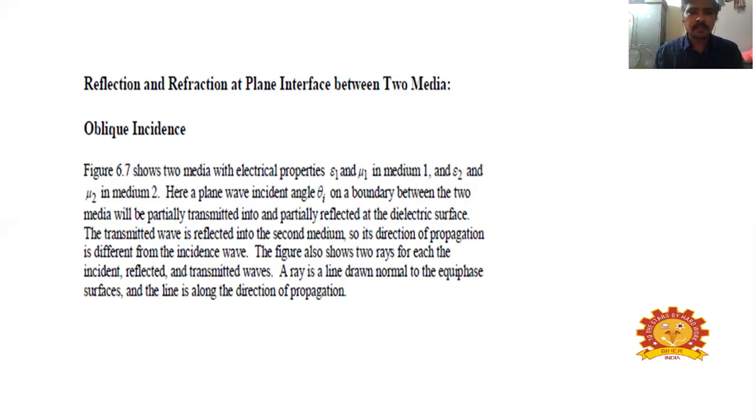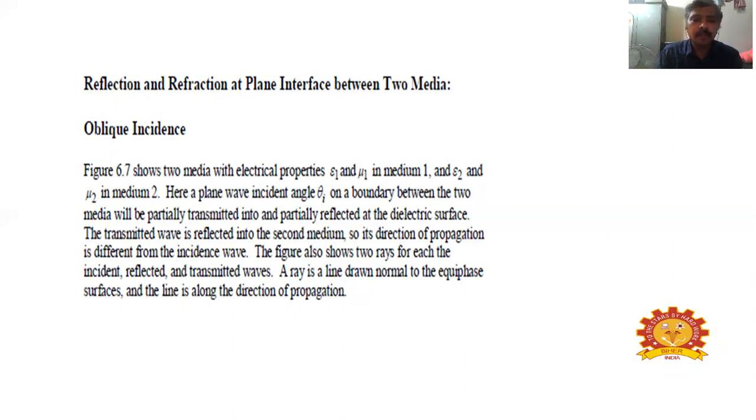Reflection and refraction at a plane interface between two media, that is, oblique incidence. As we could see from figure 6.7, it shows two media with electrical properties: permittivity epsilon 1 and mu 1 in medium 1, and epsilon 2 and mu 2 in medium 2.